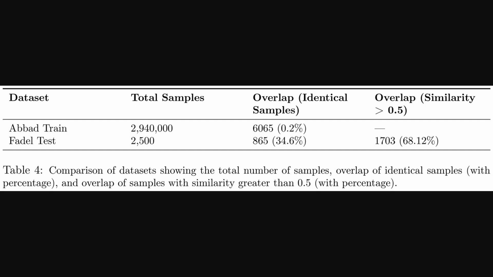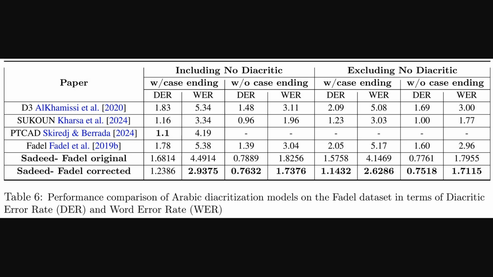Right, so speaking of data quality, this table really underscores the issues with existing benchmarks they mentioned earlier. It compares the Abad training set and the Fidel test set. Look at the overlap. Nearly 35% of the Fidel test samples are identical to samples in the Abad training data, and over 68% are highly similar. This really highlights the data leakage problem they aim to solve with Sadeed 25.